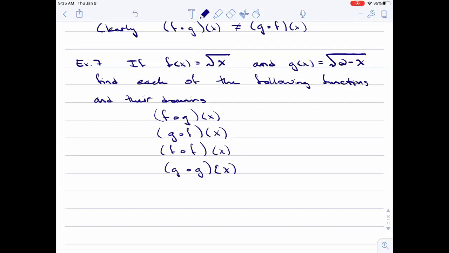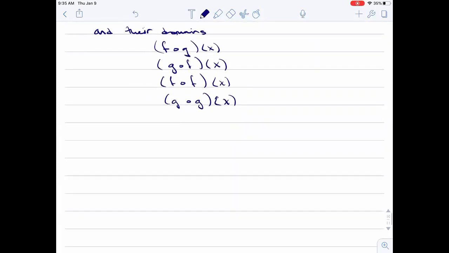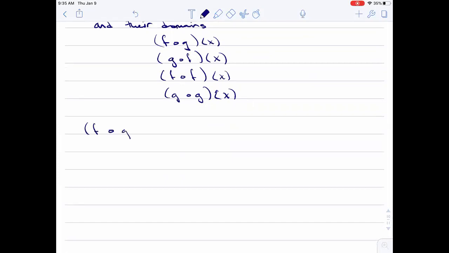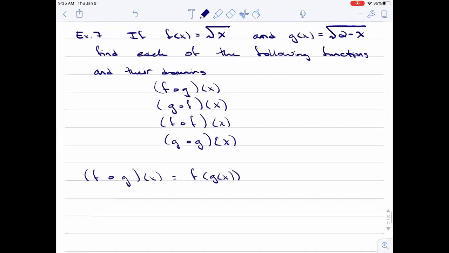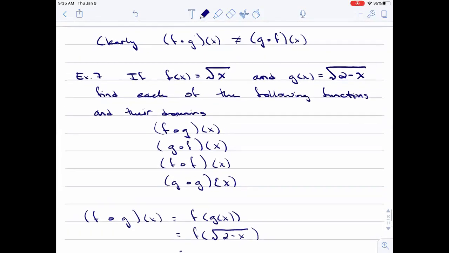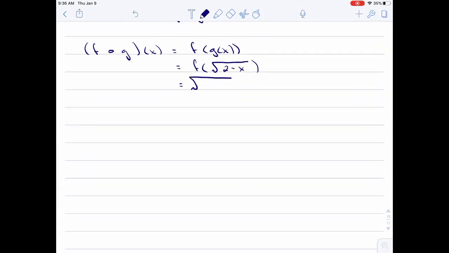I know you're probably definitely not done, but that's all right. We'll get through these. So f composed with g of x, we'll start there. Well, that's the same as f of g of x. G of x, so it's f of the square root of 2 minus x. And then f of x was the square root of x. And so we've got the square root of the square root of 2 minus x.